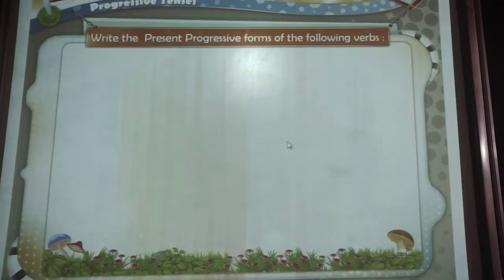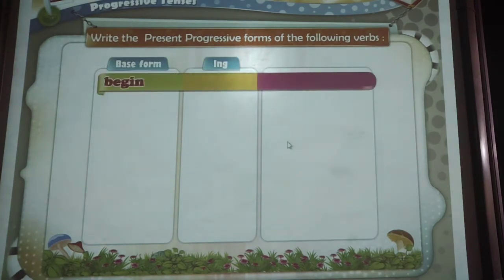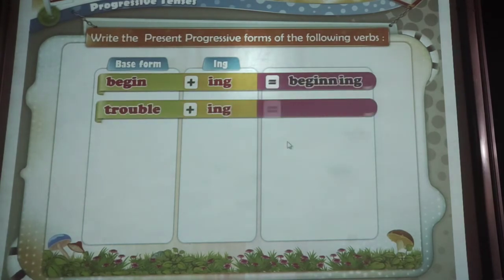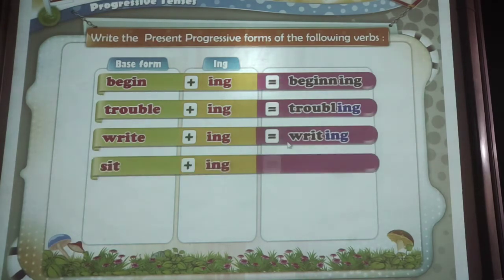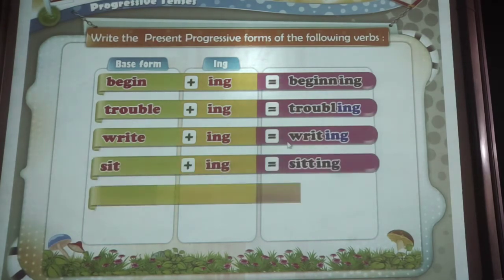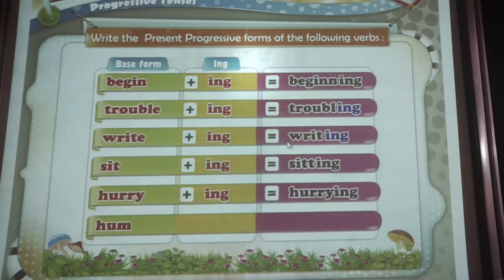Write the present progressive forms of the following verbs. Begin plus ing is beginning. Trouble, troubling. Write, writing. Sit, sitting. Hurry, hurrying. Hum, humming.